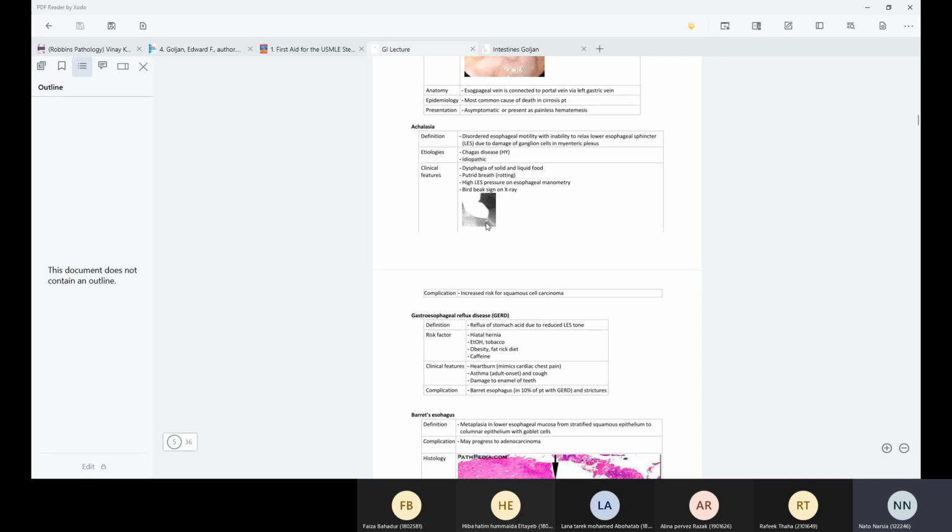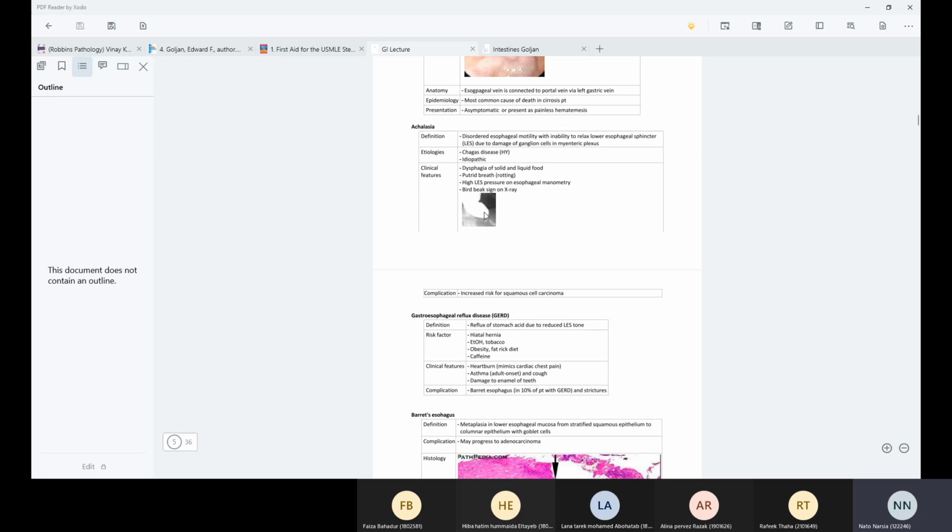And why does it happen? Actually, you have a problem with relaxation, okay? Inability to relax the lower esophageal sphincter. And if it does not relax, what will happen? You have this stricture formed, narrowing of the esophagus, and food will accumulate here in the upper part. That gives the appearance of a bird beak.